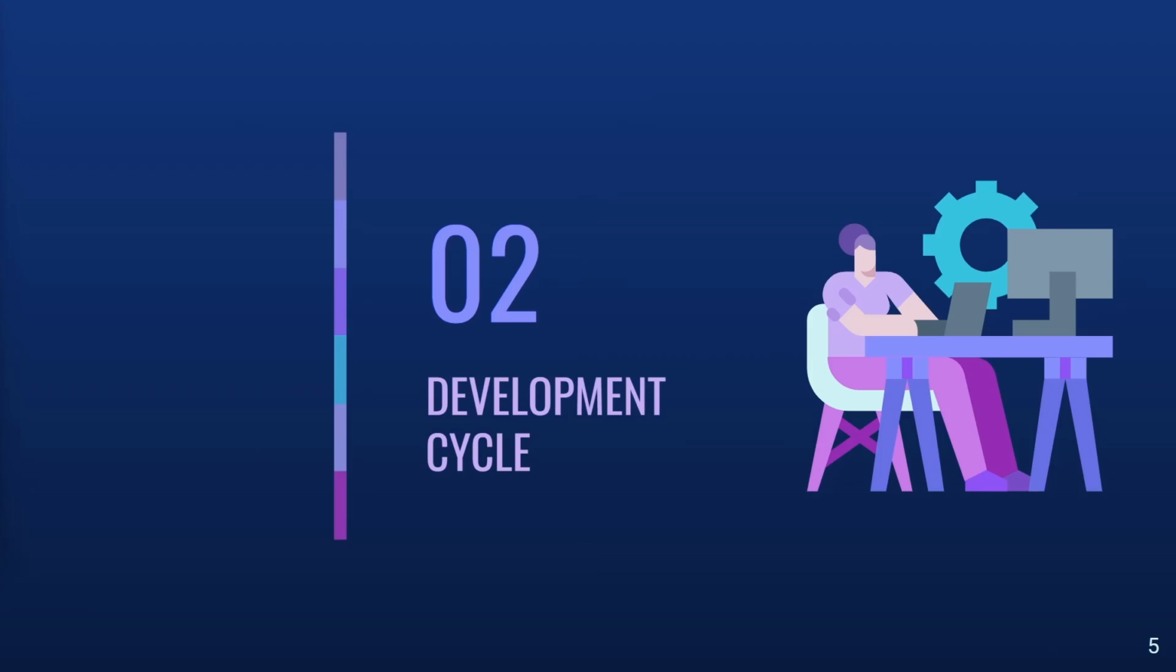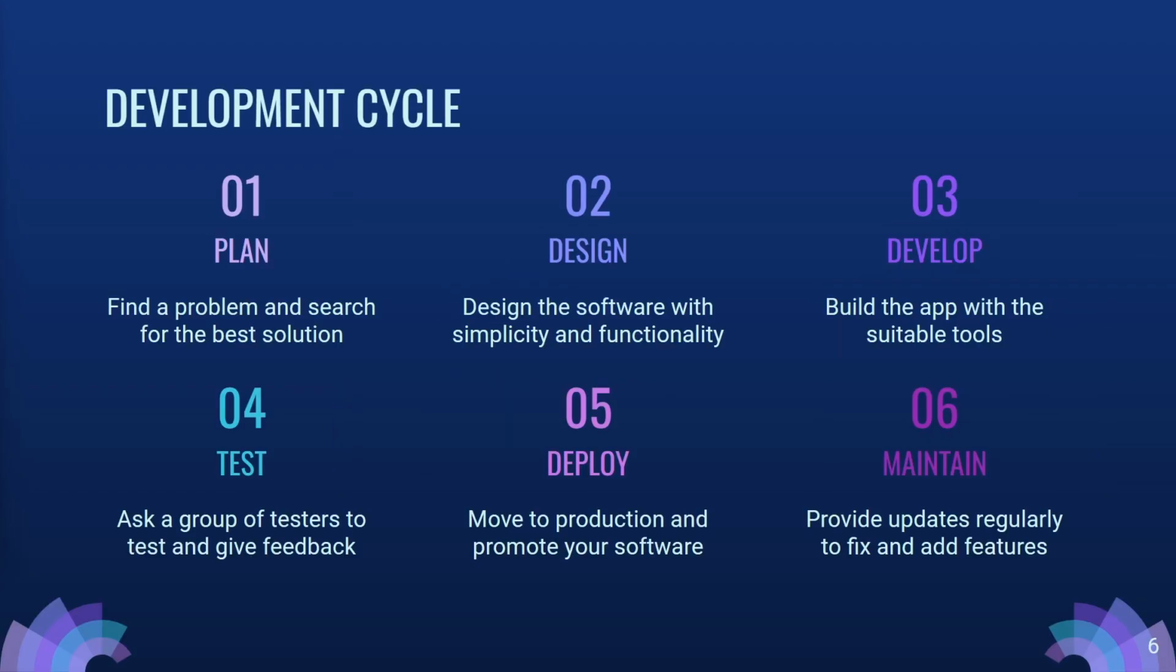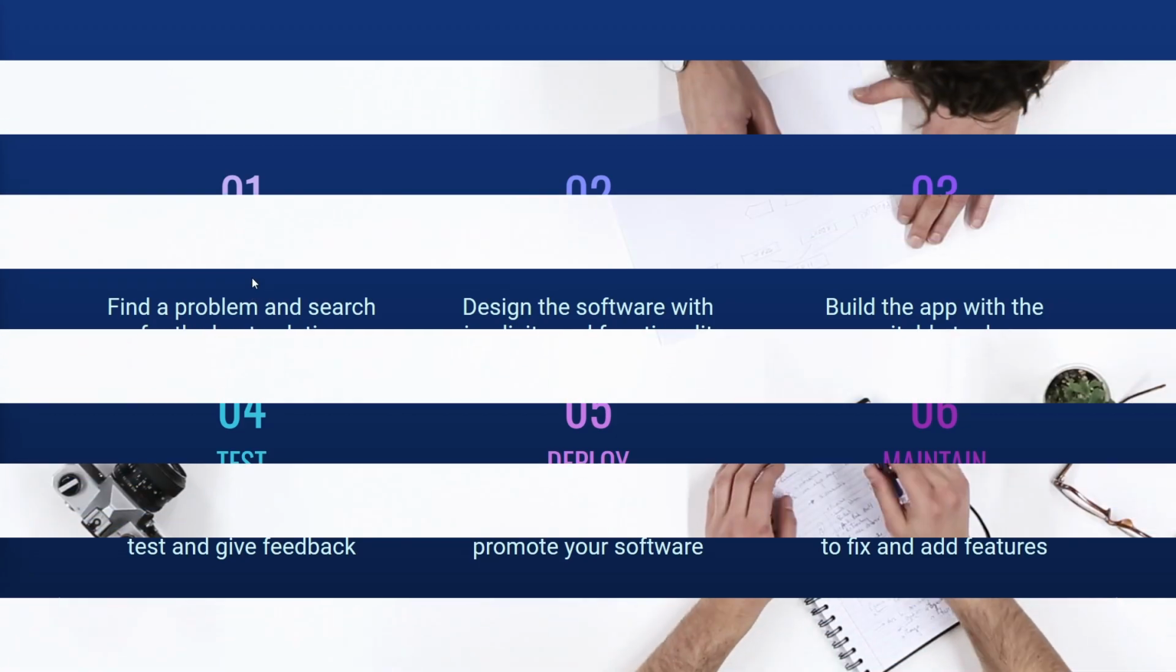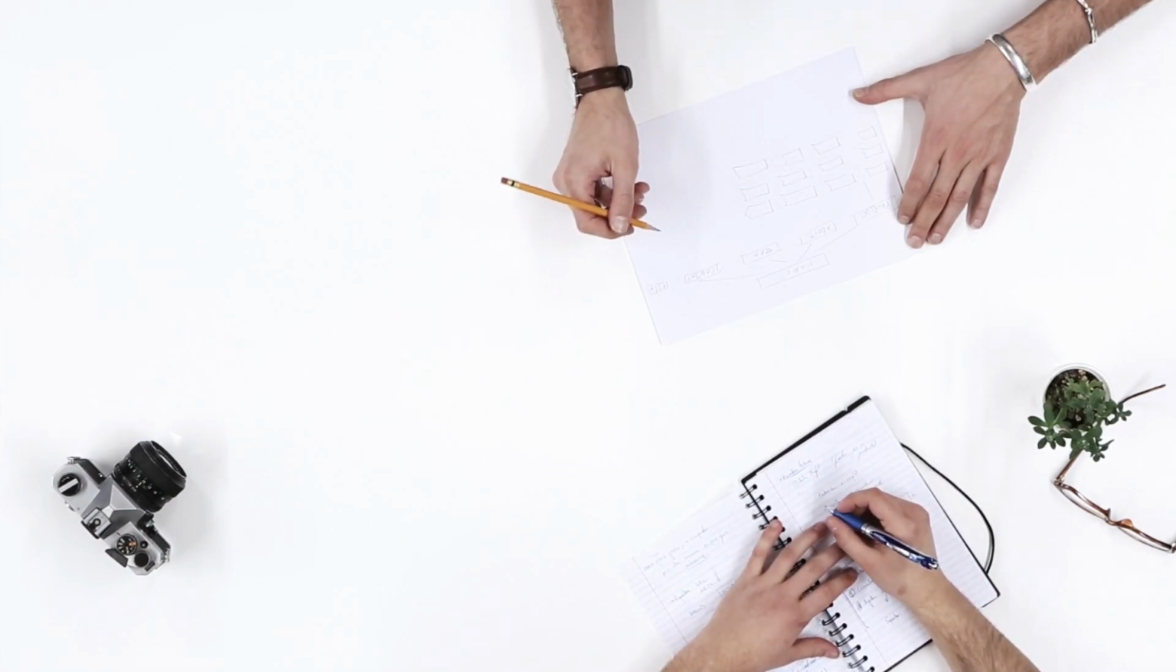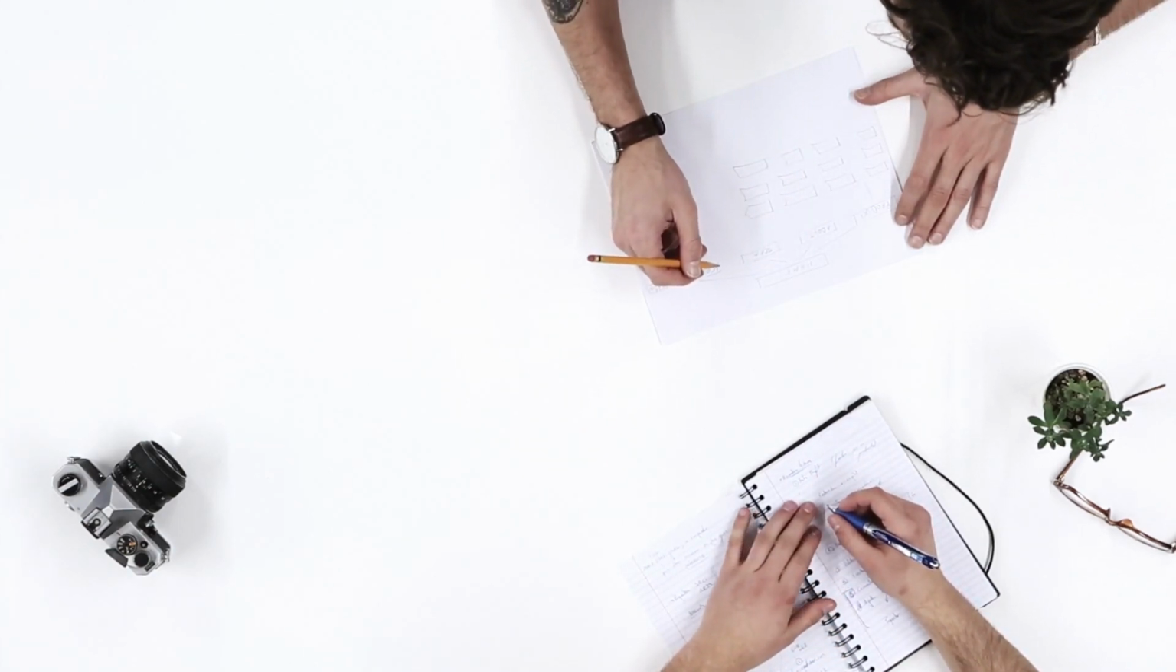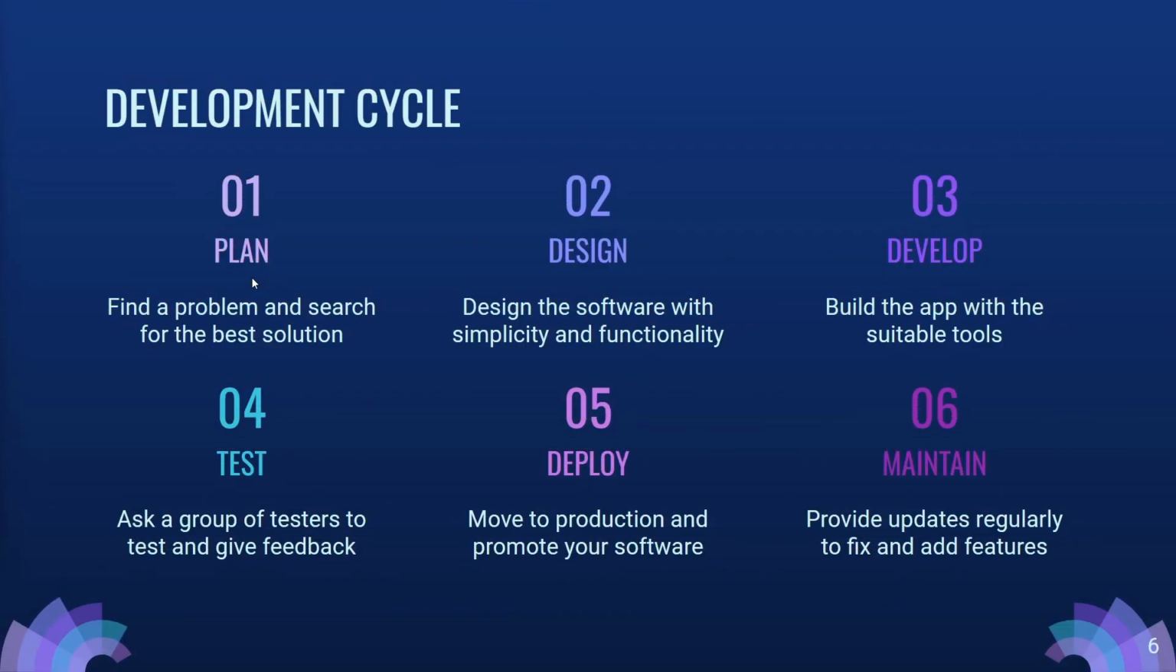Next is the development cycle. We have a number of steps that we should take into consideration when developing. First, you would plan. Planning is mainly finding a problem and trying to solve it with a suitable tool or software that you will be developing. For example, Google was developed to solve a problem where people couldn't find the website they are looking for. So you would find a problem and try to solve it with the best solution.